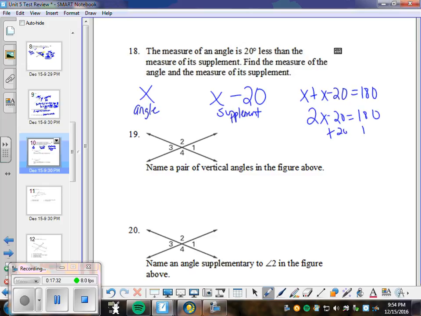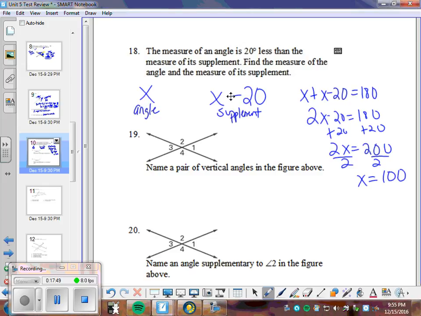Add 20. 2x equals 200. Divide by 2. X equals 100. 100 minus 20 is 80, and that would be 100. So 180 would be fine. We got to do the measure, though. So x is 100. So I'll hold up, let you write that. So this angle measures 100, and 100 minus 20 gives us 80. And 180 add up to 180.